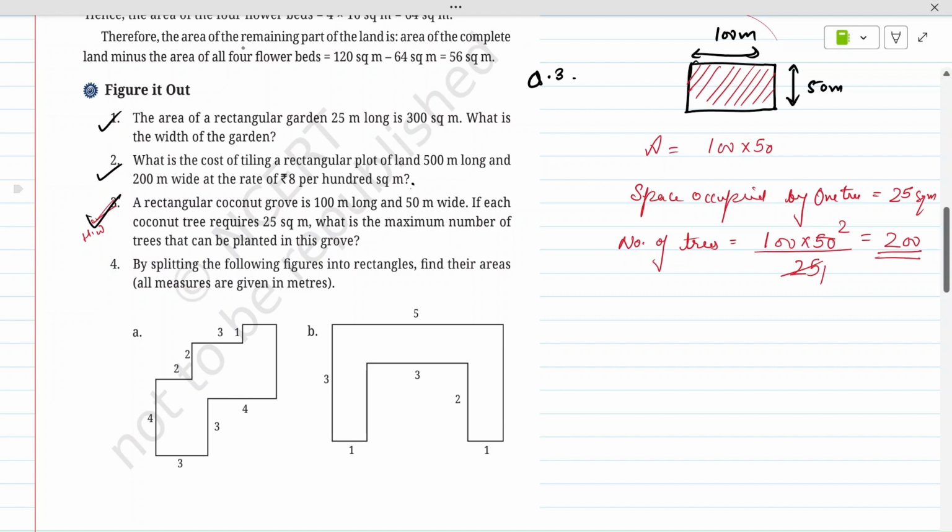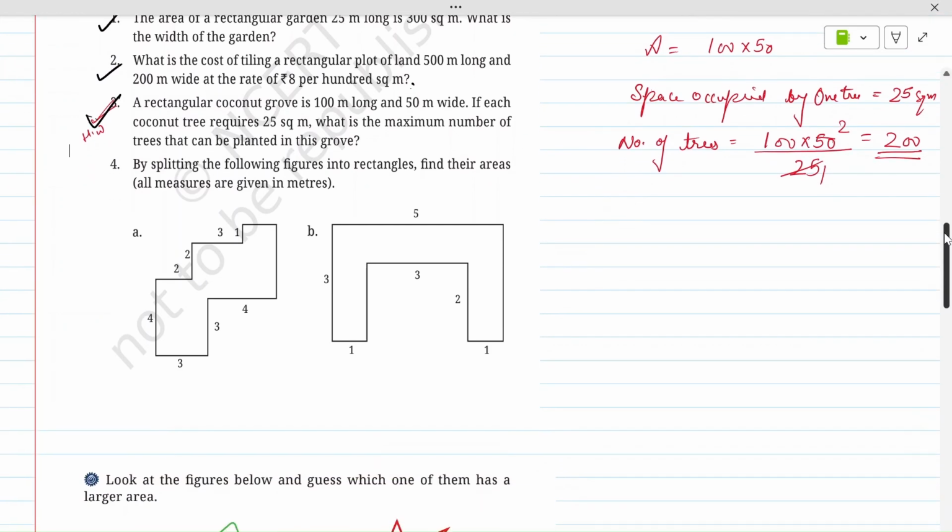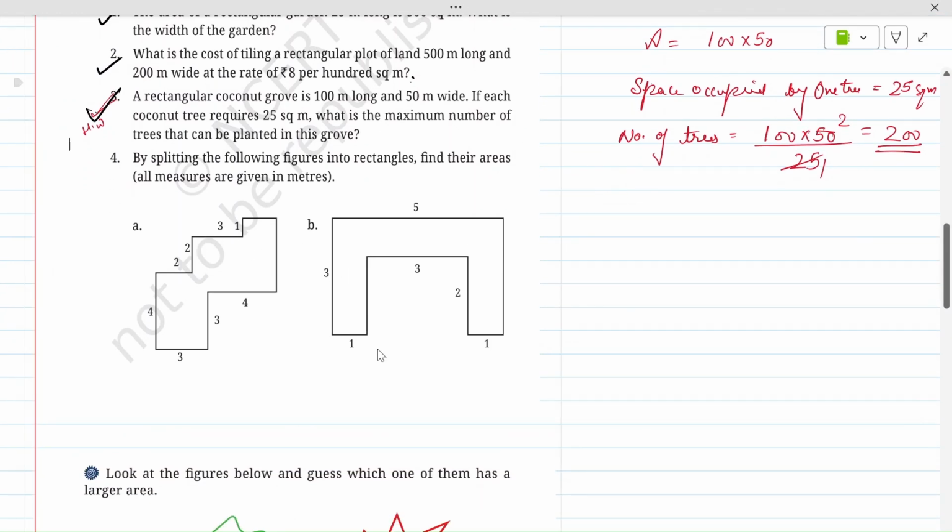Next, by splitting the following figures into rectangles, find their areas. All measures are given here in meters. Okay, so this is easy, kids. Let us first pick figure A and split it into rectangles. This one is one rectangle, this one is another rectangle, this one is third and this is fourth. So we have the first, second, third and fourth rectangles here.